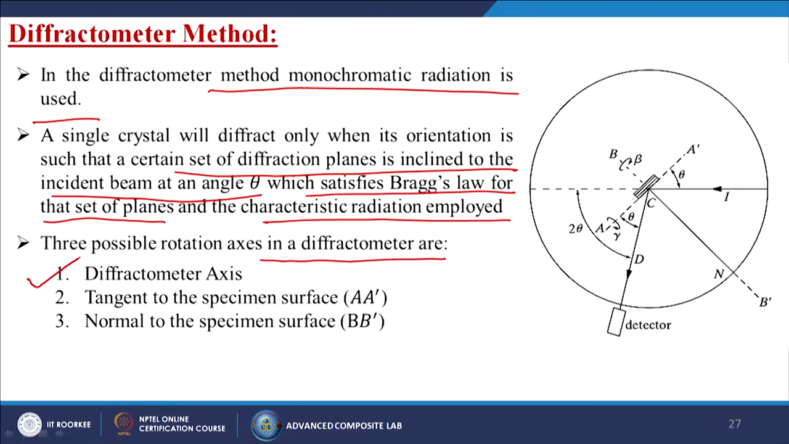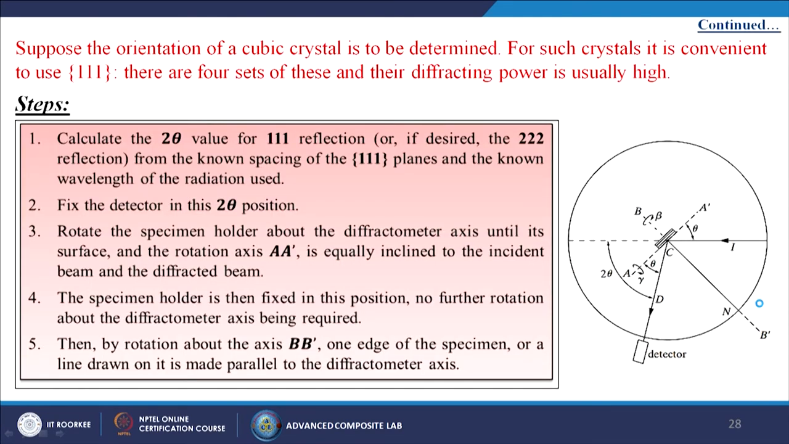But actually, in the back end, whatever formula or projection is going on is followed by all those methods which I have discussed earlier. The three possible rotation axes in a diffractometer are: the diffractometer axis tangent to the specimen, that is A prime, and the axis normal to the specimen surface, that is B prime. Suppose the orientation of a cubic crystal is to be determined. For such a crystal it is convenient to use the form 111. There are 4 sets of these and their diffracting power is usually high.